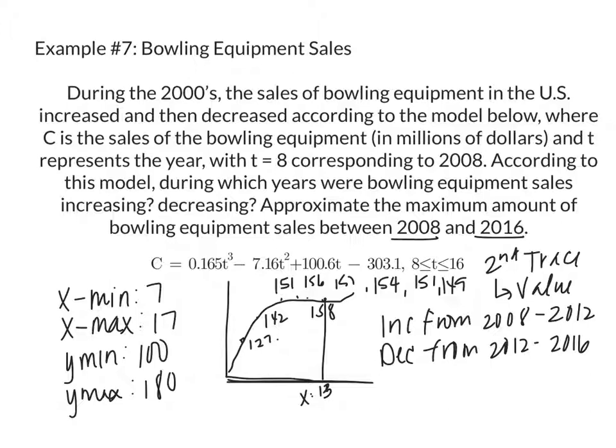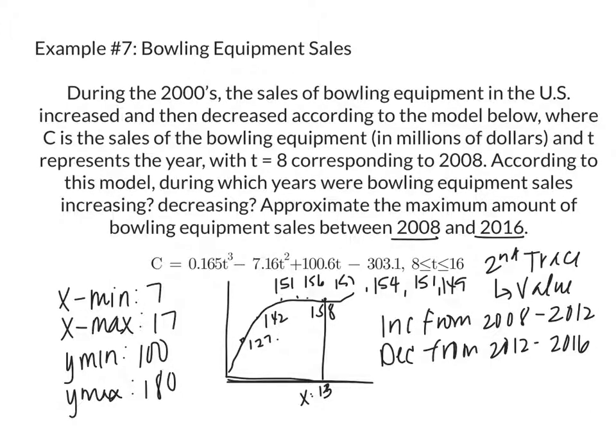So remember, to find the maximum, we go to second trace. We go to maximum, which is the fourth one down. And we're just going to do left bound and right bound of where we think that maximum is. And we know it was somewhere around 13, but we're just going to double check as far as the x value. So just press enter somewhere on the left. Move your cursor to the right until you possibly even see it start going down, and then guess by pressing enter again.